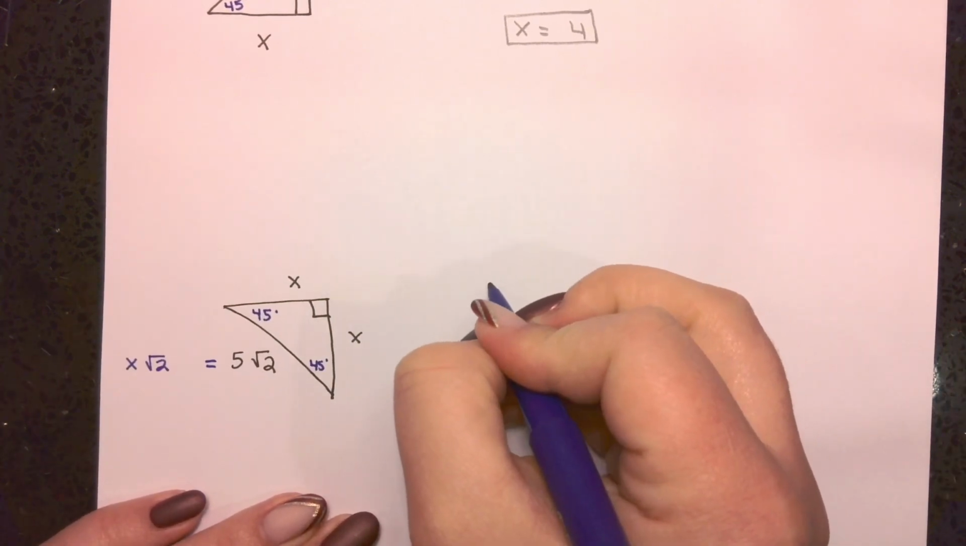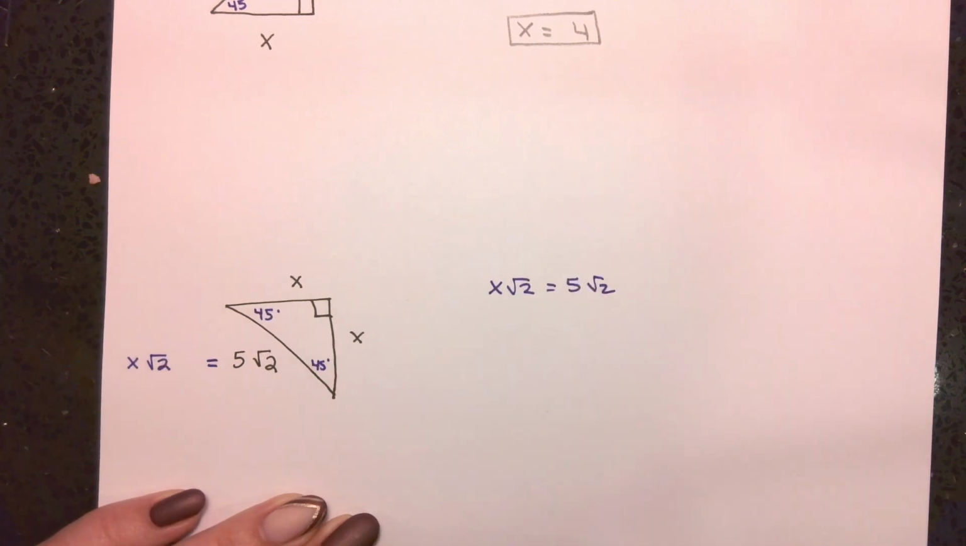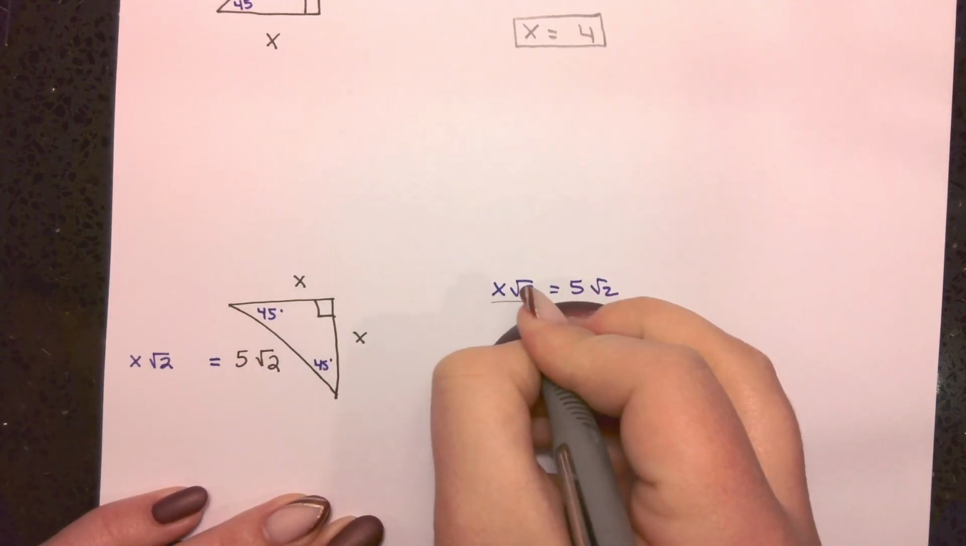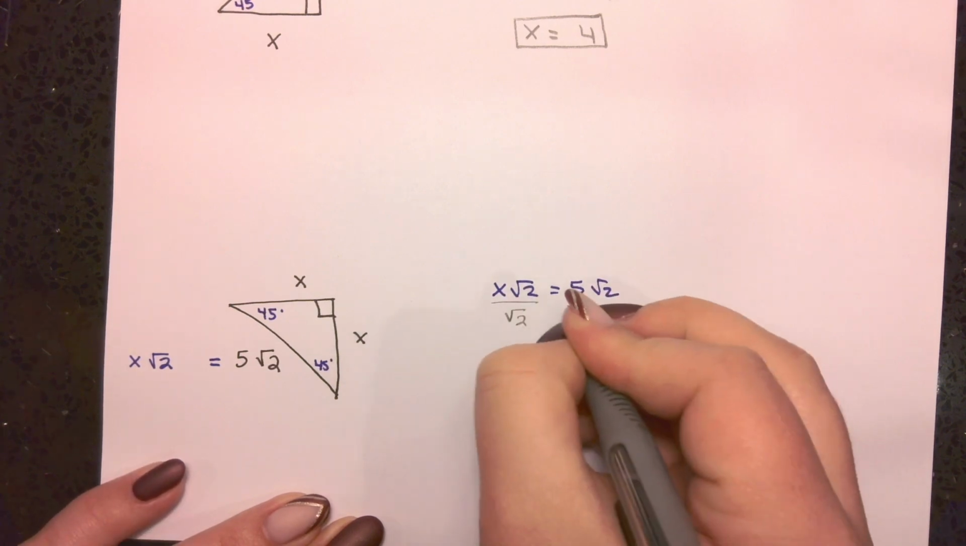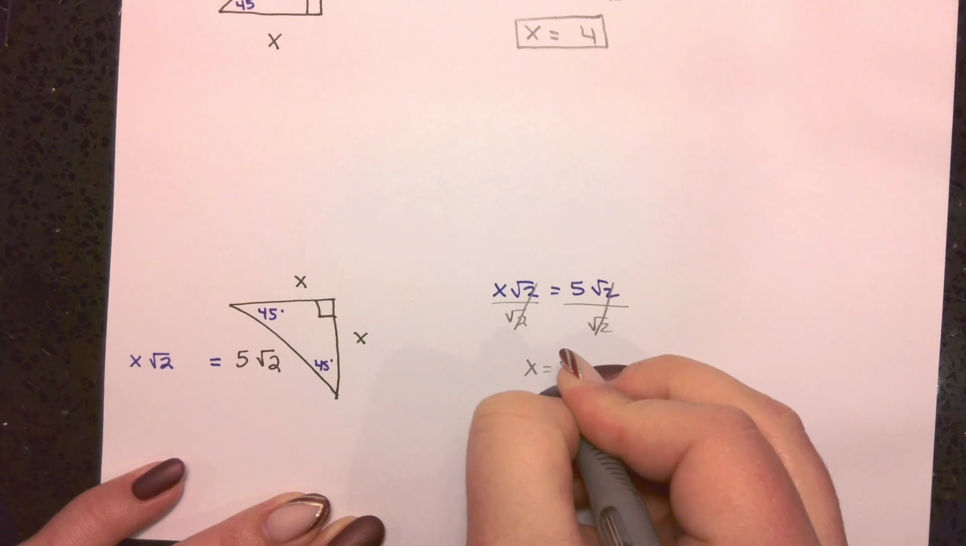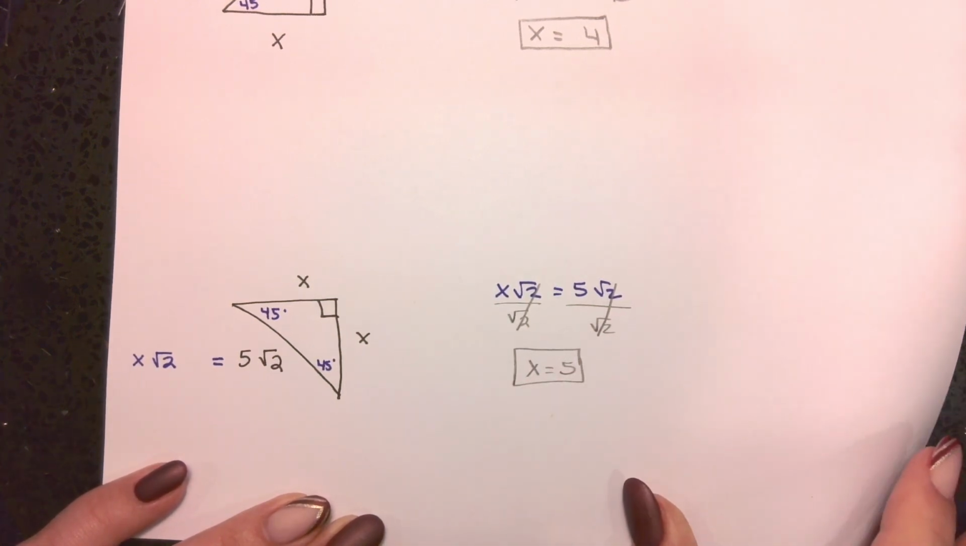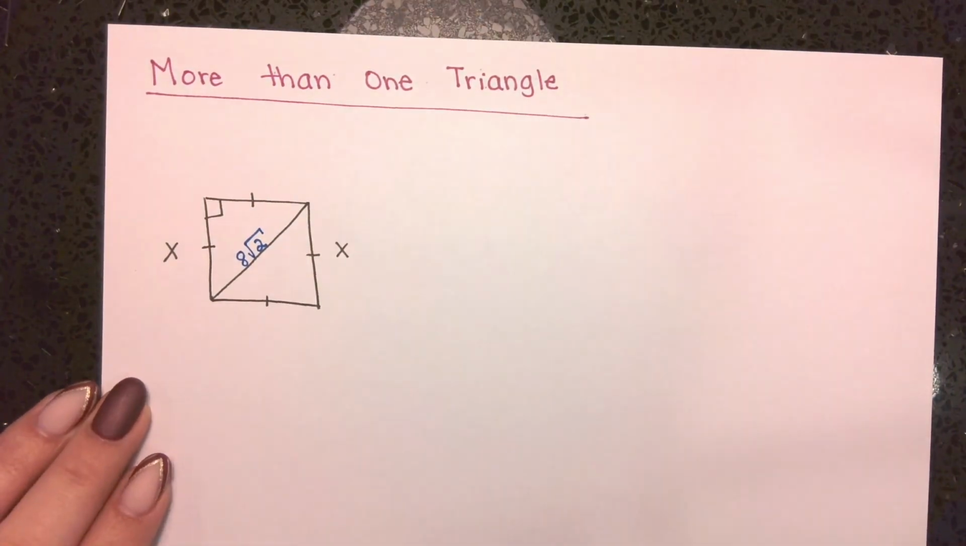So set up your mini equation. Divide by what's in front of x, or what's next to x. X is equal to 5. Right? Let's do one more.